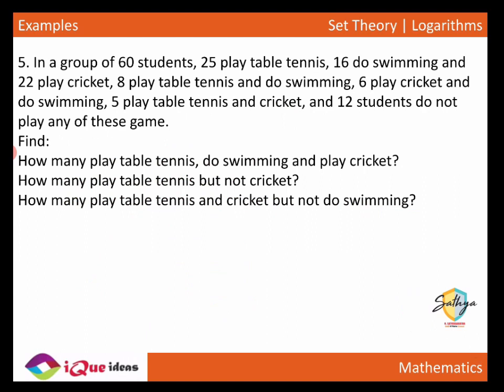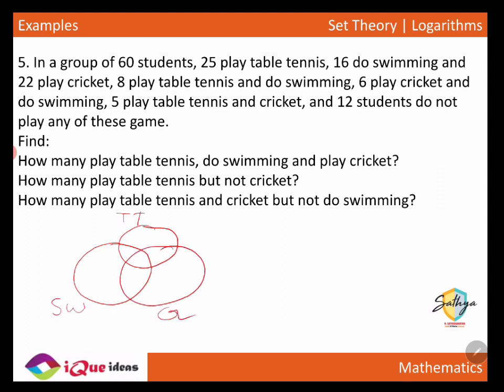Now, let's take another example in which there are three games. So we have table tennis, we have swimming, and we have cricket, right? So 25 table tennis players, 16 swimmers, 22 cricket players. 8 are for table tennis and swimming, that is the common area. 6 are cricket and swimming, this area, and 5 are table tennis and cricket. So that is this area. But now individual numbers I do not know. Also, I know that 12 students do not play any of these games.